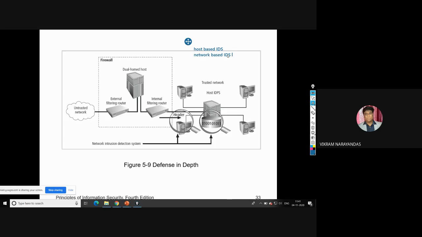So what is a host-based IDS? What is a network-based IDS? What are the different types? You can see that in the next coming classes. Before that, I'll first explain what a host-based IDS is and what a network-based IDS is. A host-based IDS is usually installed on the machines. In this diagram, you can see that this host-based IDS is generally installed on the machines here, on particular servers or particular systems in a trusted network.